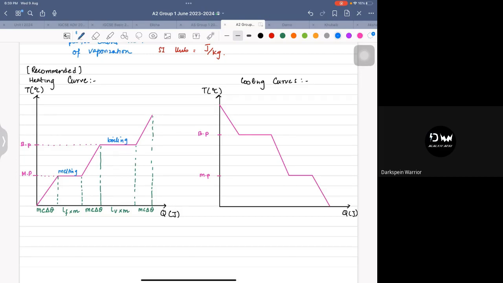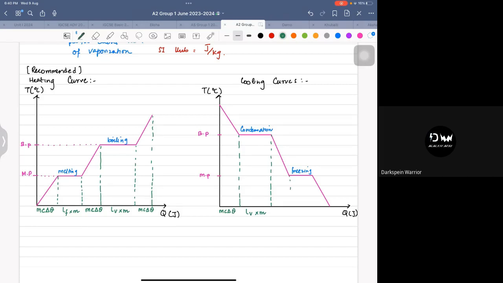This section tells you about condensation. This section tells you about freezing, because within that section, temperature cannot change. Now, obviously, in this section, because the temperature is changing, we're going to apply mc delta theta. In this section, because the object is changing state, it's going from gas to liquid, we're going to use latent heat of vaporization times mass.